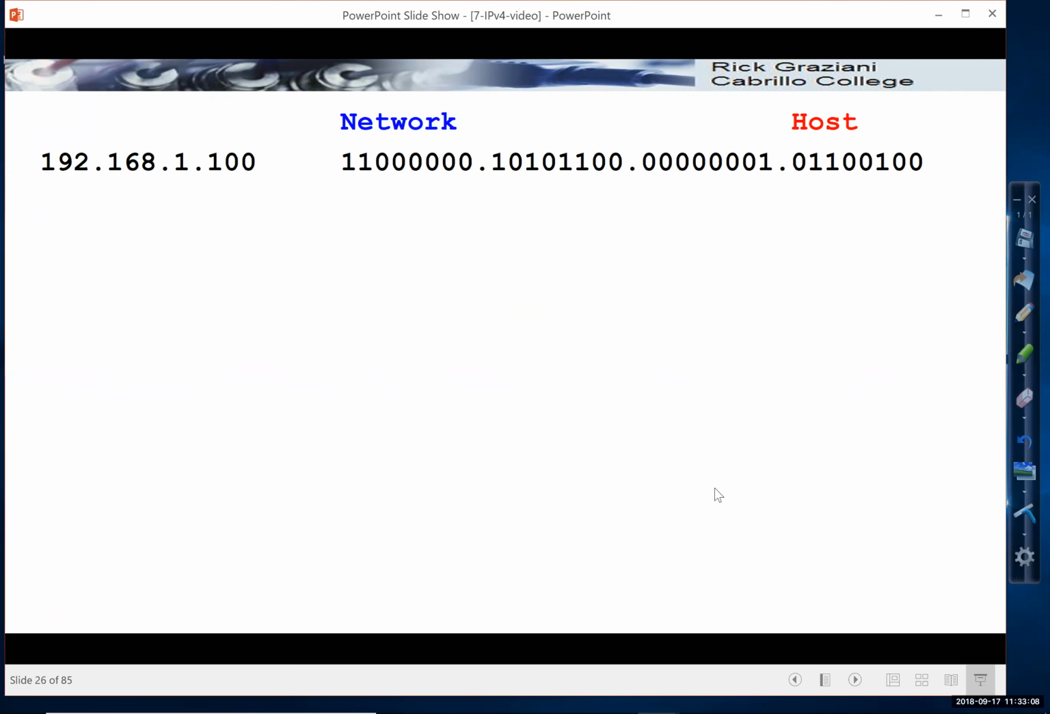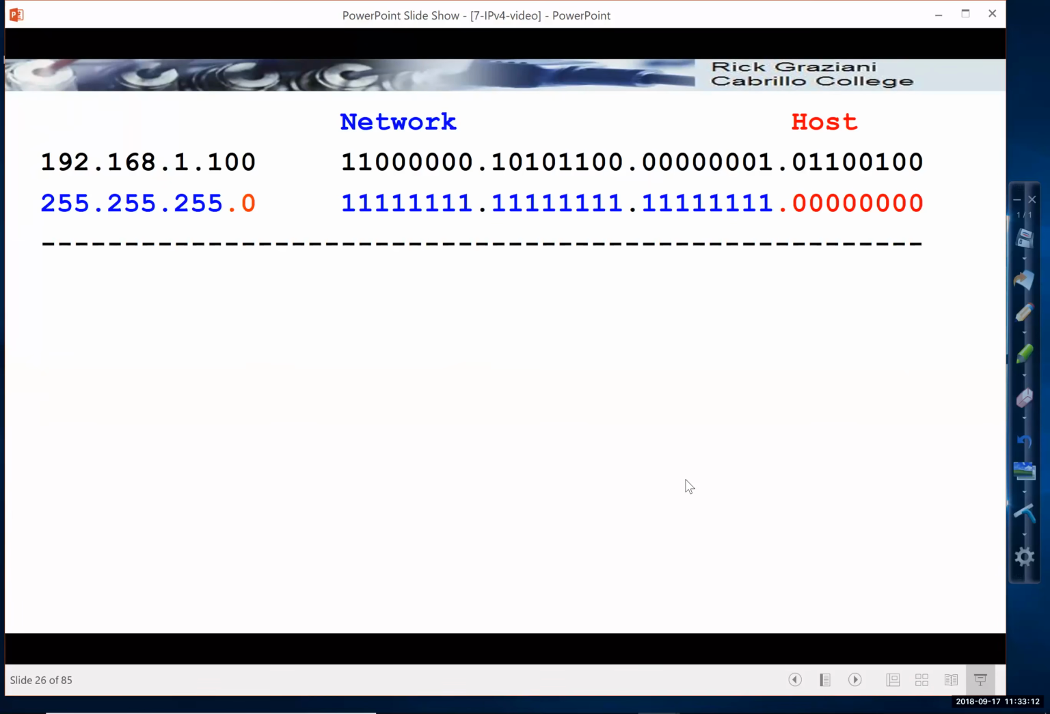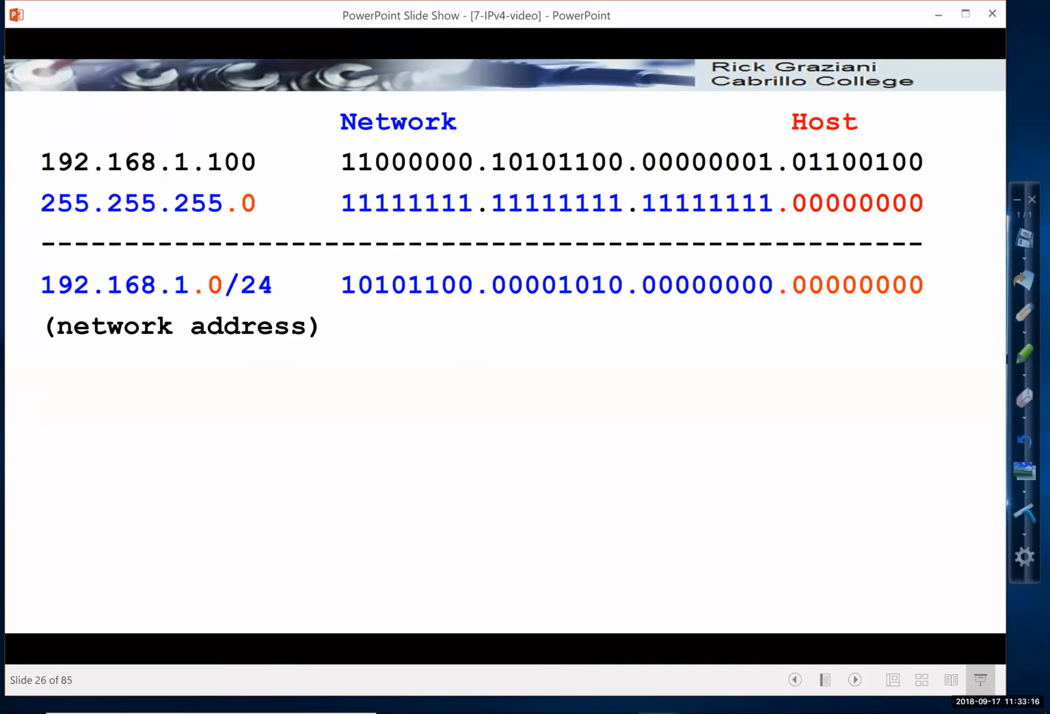So we saw 192.168.1.100 with a 255.255.255.0 mask. We copied the network bits, those where the 1 bits are in the subnet mask, and the rest were all zeros. Let's take a look at another example.